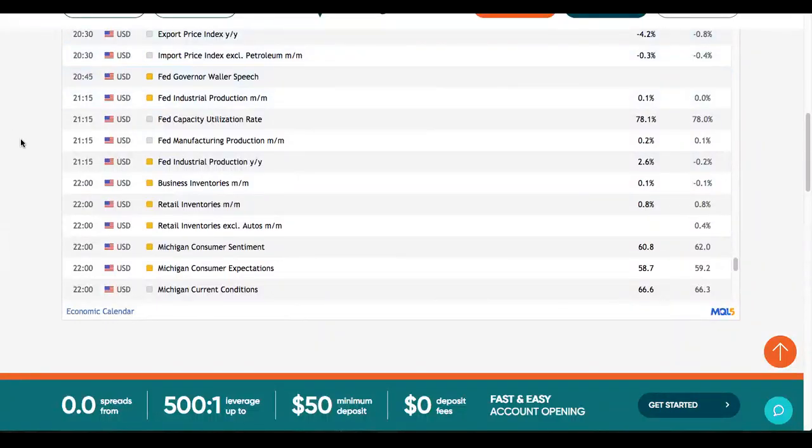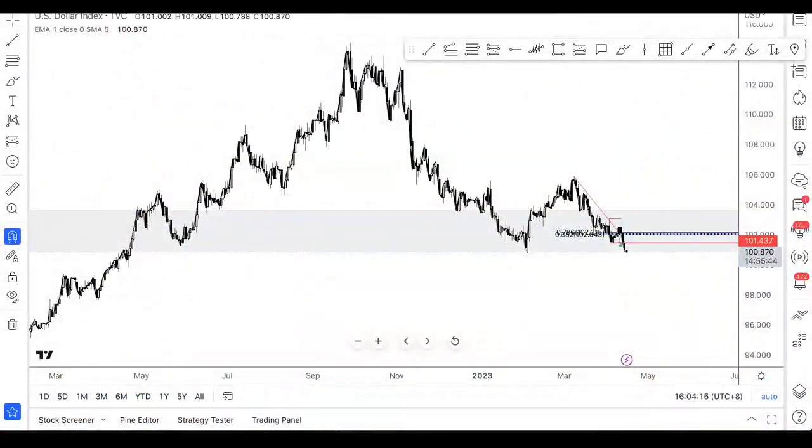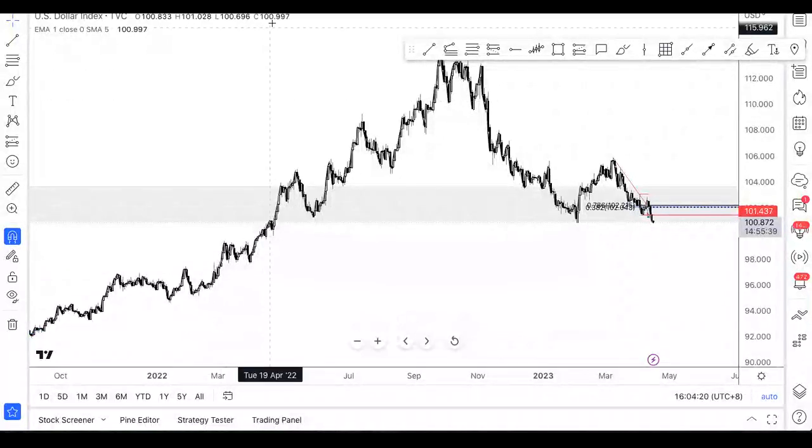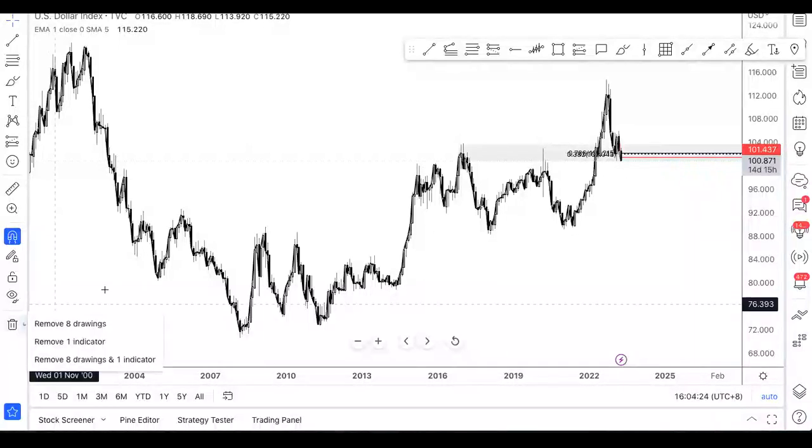So let's take a look at our setups. The first one I want to take a look at is on dollar index. Again, we always want to start from the higher time frame for our analysis, so let's say going from the monthly time frame. Let me just remove all this.